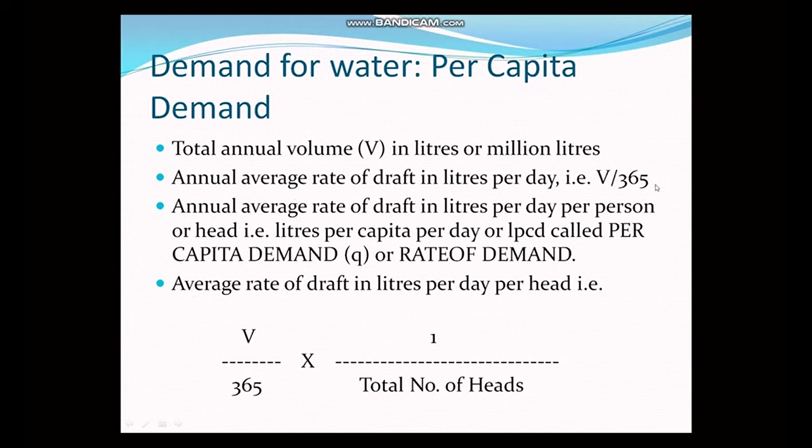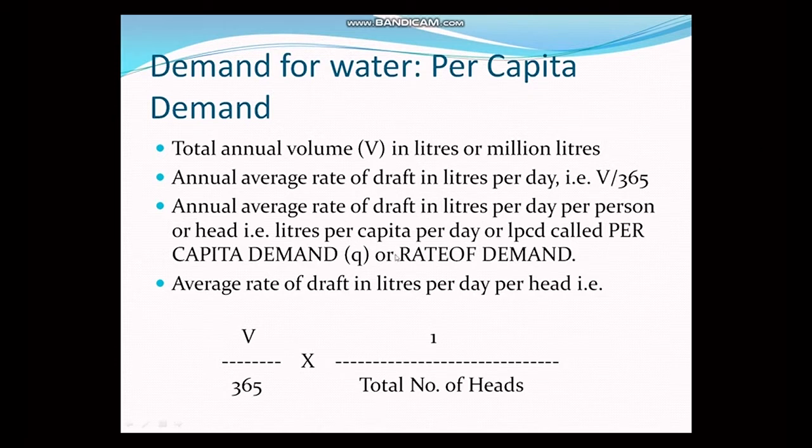Henceforth, the daily average supply of water per head, which is also known as per capita demand, expressed as small q, can be calculated as V by 365, which we already know is the daily total supply of water, divided by the total number of heads. So basically, this amount of water needs to be supplied for each head daily to meet the daily needs, that is drinking, cooking, washing, etc.